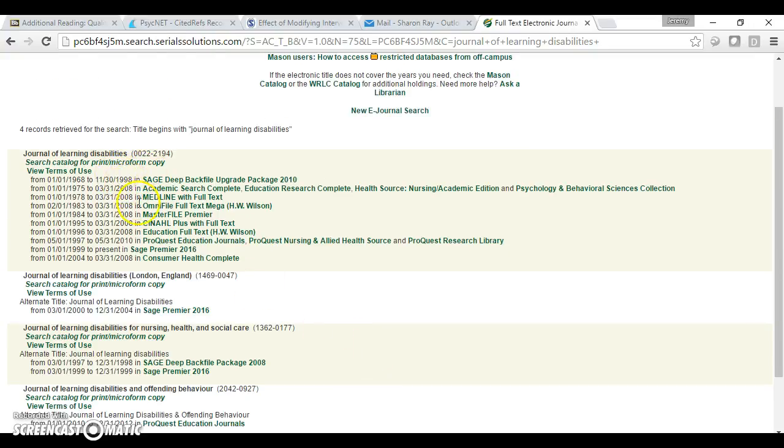Okay, and I'm looking at all of these. And probably Sage Premiere is the best because it has it from 1999 to 2016. So I click on this and then it will pull up the journal and I should look through the different issues, look at the article titles and their abstracts for the last 5 years. Sometimes I'd even go back 10 years depending on my topic. So I hope that clarifies those concerns.